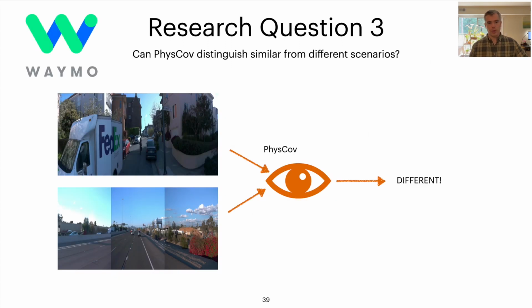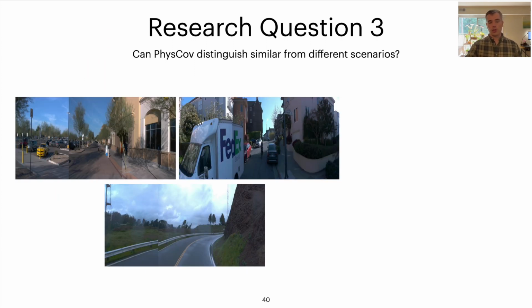Our final research question looked at the real world and asked, can PhysCov distinguish between similar and different real world scenarios? For example, here we can see a Waymo driving down a very tight single lane road and a Waymo driving down a highway. If we were to use PhysCov, we'd want it to say they're different. To do this, we looked at 3 different scenarios: a parking lot, driving down a 1-lane road, and driving down an empty 2-lane road.